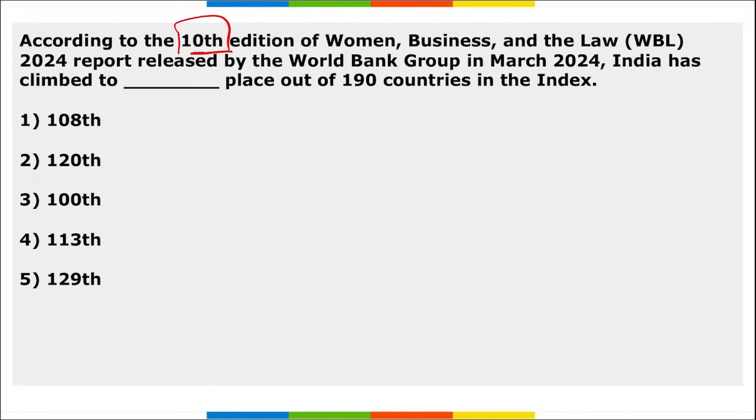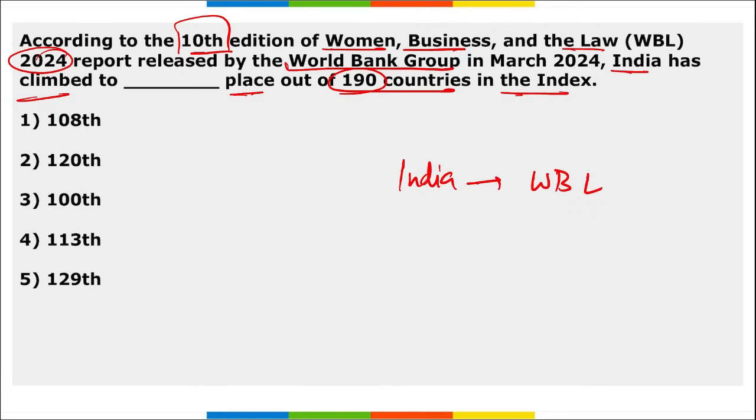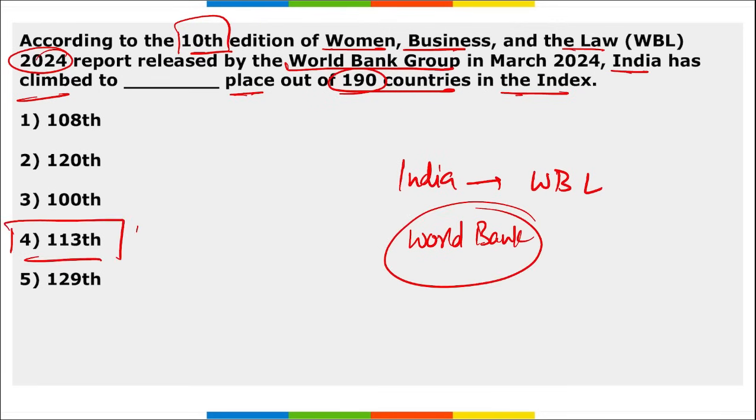Next, according to the 10th edition of Women Business and Law 2024 report released by World Bank Group in March, India has climbed to dash place out of 190 countries in the index. So what is the rank of India in this Women Business and Law 2024 report released by World Bank? So rank of India here is 113th and this is out of 190 countries. This index shows in India women enjoy 60% of the legal rights that are granted to men.